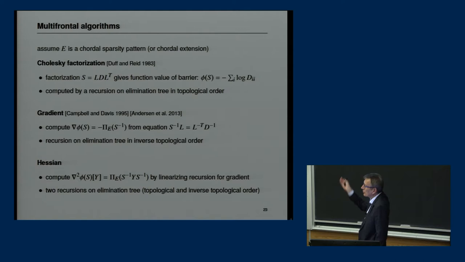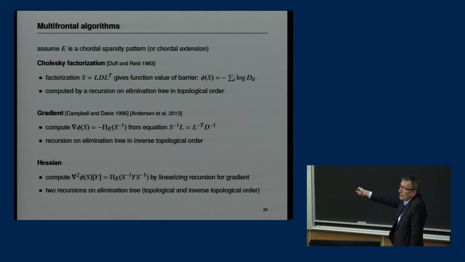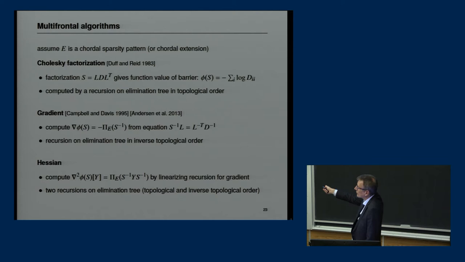So by the principle of automatic differentiation, or the chain rule, that also means that if you are interested in the gradient of this function, you should be able to evaluate the gradient in a similar recursion, by just applying the chain rule to the algorithm that you use to evaluate the value of the barrier function. And that's true. If you work out the details, you get a multifrontal algorithm that computes the elements in the projection of this inverse, only the elements you need and none of the other elements, via a recursion in the inverse topological order in the elimination tree.